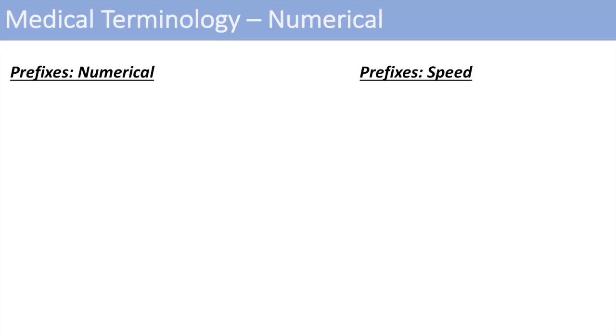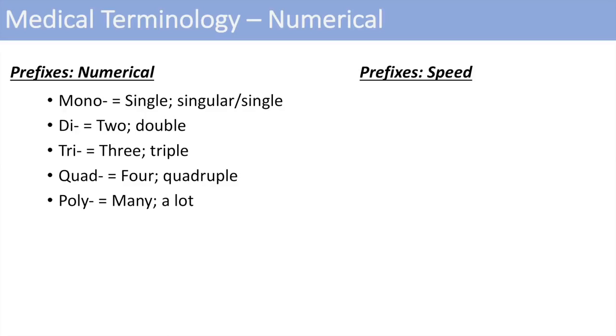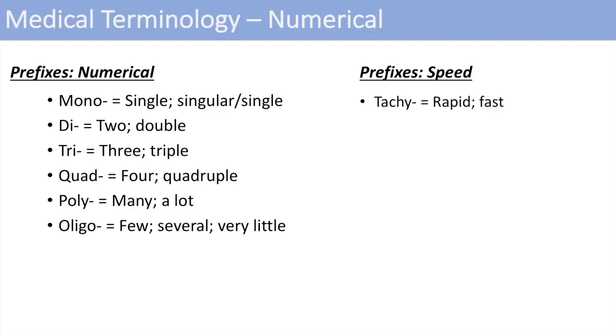To get into some numerical prefixes, this one's pretty easy. Mono just means single or singular. Di means two or double. Tri, three or triple. Quad for four or quadruple. Poly is many or a lot. And oligo is kind of a blanket term that just means a few, several, or very little.